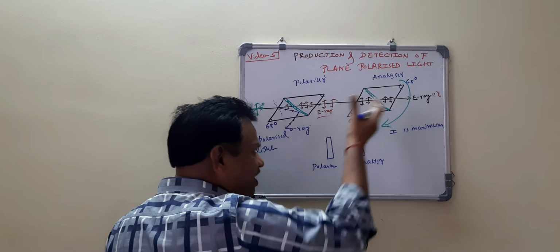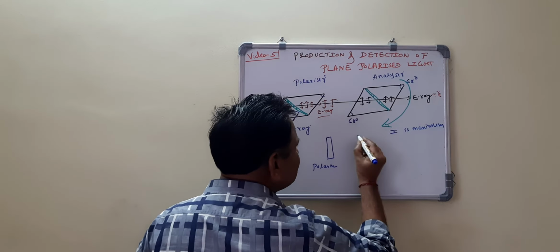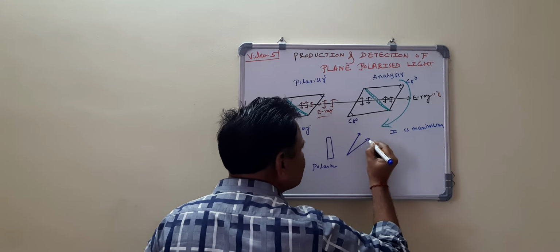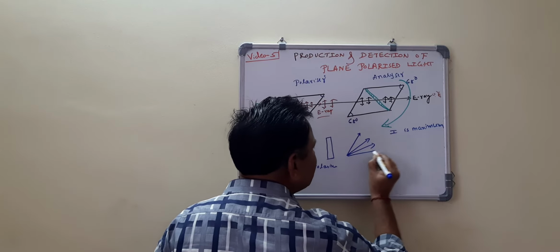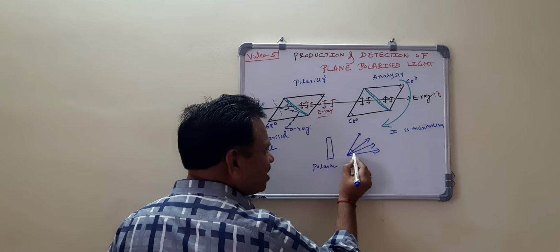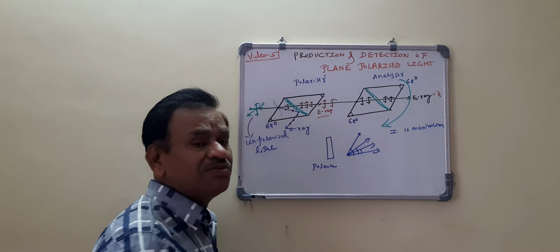You go on rotating it. As you rotate, the principal section of this will become what? Like this. Next, like this. Next, like this. This is the angle theta: theta 1, theta 2, theta 3, like that. This theta will be what?